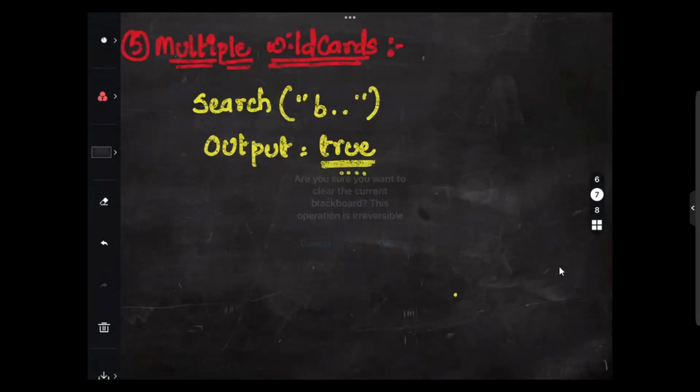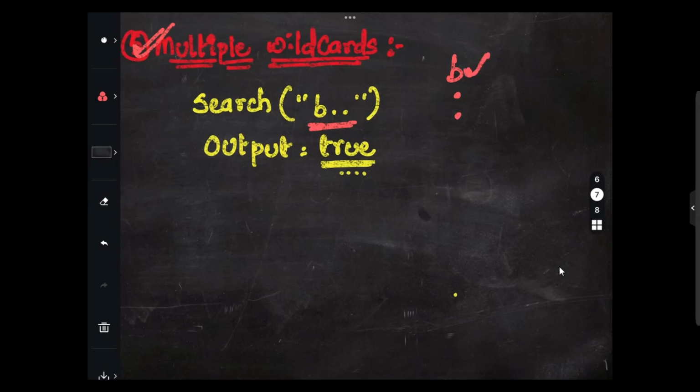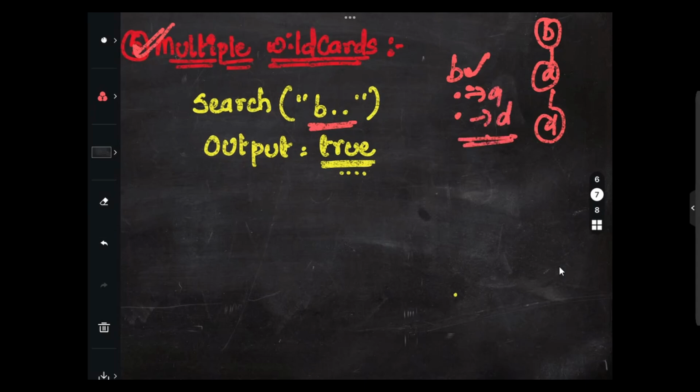So let's come to the final, fifth edge case: multiple wildcards. Here we have B dot dot, right? It has to start with B. In our case, we have inserted bad. Let's consider this one as A and this one as D. We have already discussed this one in the approach, right? So bad is present, so we'll be returning true in this case.